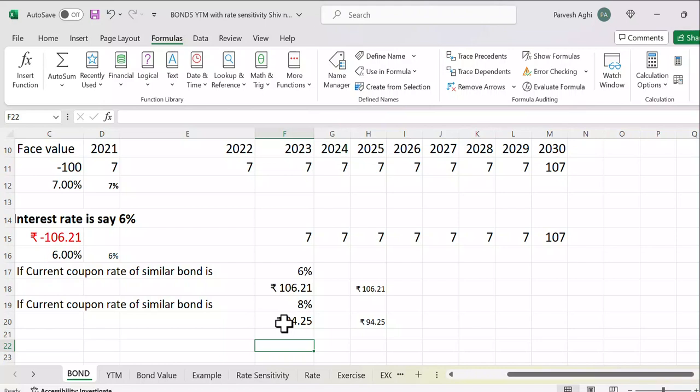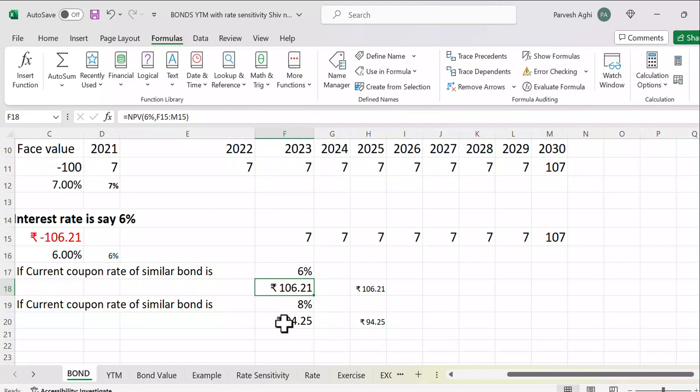But this 94 and 106 price are only valid for two kinds of people. One, who wants to exit the bond, because at this point the bond value may go up or may go down. If my intention was to buy the bond and sell it after a couple of years, because I expect the interest rates to go down and the bond price to go up, then I'm going to invest in a bond.